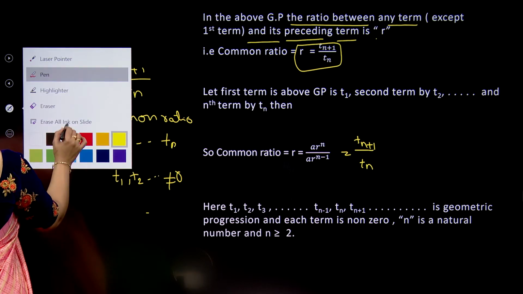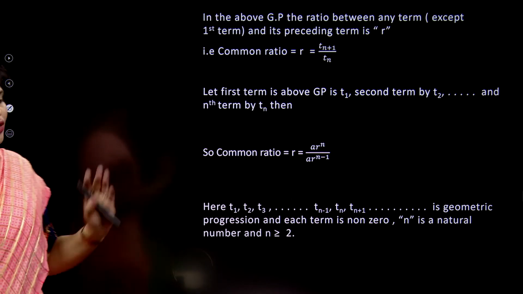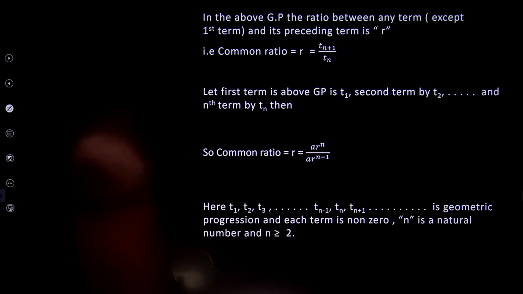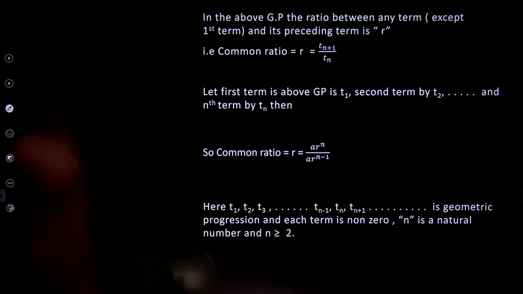Okay children, please note down. Here the common ratio formula is R equals Tn plus 1 by Tn. If T1, T2, T3 and so on up to Tn, then the common ratio equals AR power n by AR power n minus 1. AR power n minus 1 is Tn, and AR power n is Tn plus 1.